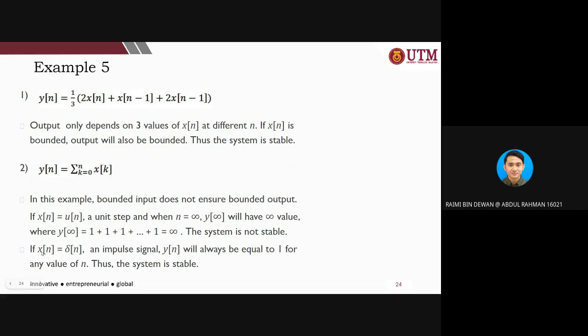However, if our x[n] is actually an impulse signal, y[n] will always be equal to 1 for any value of n. So the system is stable, because for an impulse function we only have a value at one time only, and at the other times we don't have any. So the system is stable.